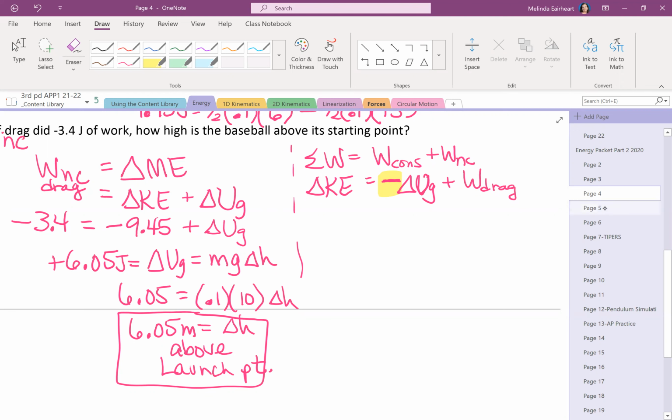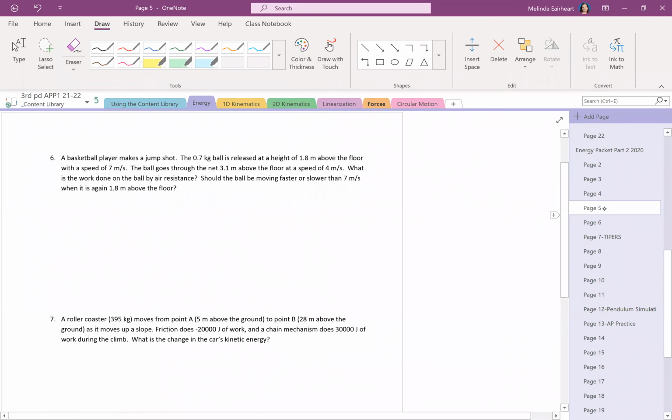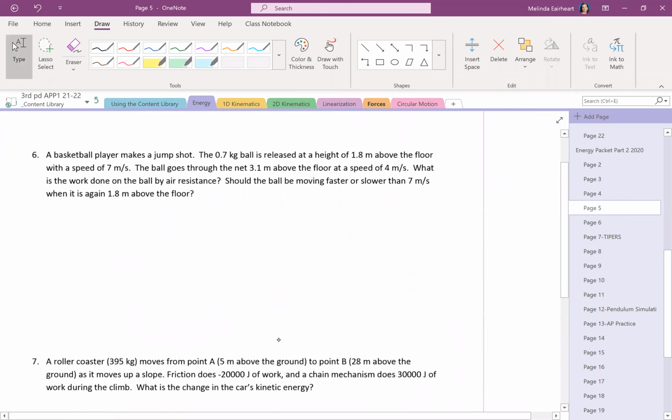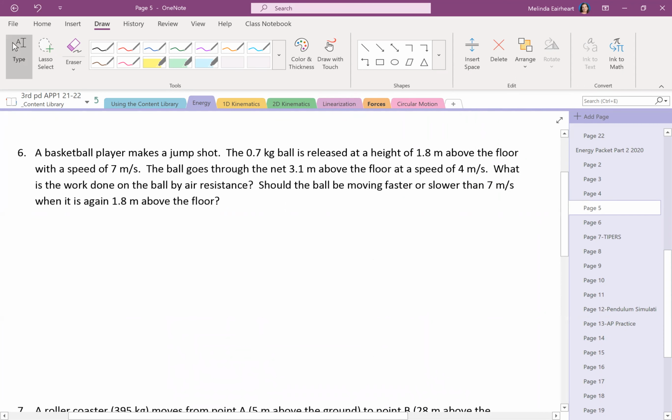All right, page 5, basketball. A basketball player makes a jump shot. And you don't have to know what a jump shot is, but hopefully you know the spirit of basketball. Are we throwing this ball straight up? Is it coming straight down? Is that how you make a basket? No, there's going to be a little arch to it, okay?